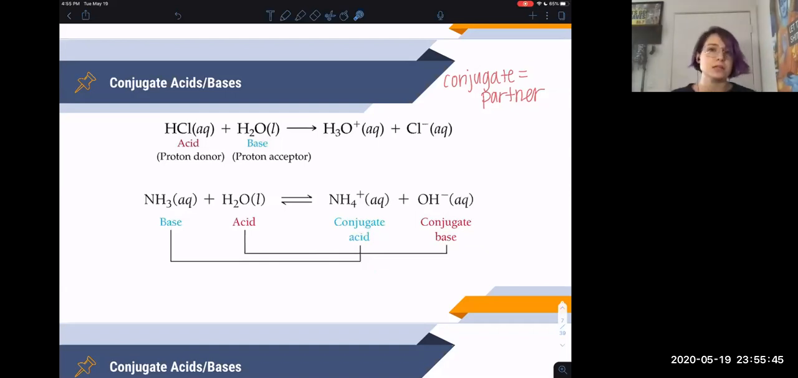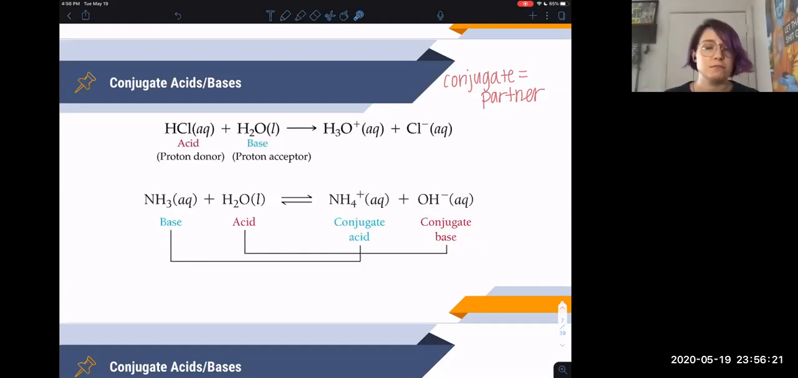Like, if I'm a base, I do not have an H to give, so I accept an H. This is my H. Now I have an H to give. Can I donate my H? Sure can. Now I act as an acid. So if I'm a base and I do my job of accepting the H, now I have an H to give and I can donate it. In a reversible reaction, what once was your base can now behave as your acid, because once those hydrogens are transferred, now I have an H to donate. So the conjugate is just a partner of that.